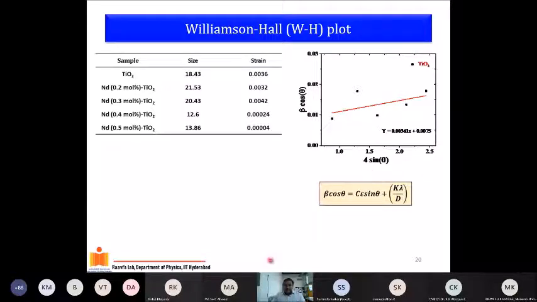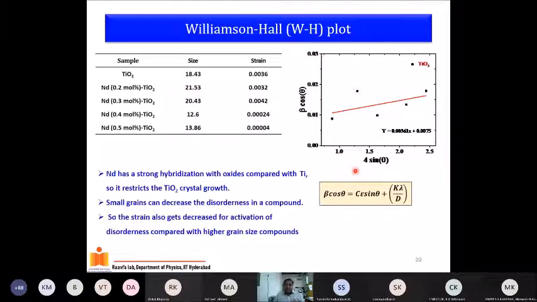So this is the equation which is used. You can convert this X-ray pattern into β cos θ versus 4 sin θ data. And what we observed from this analysis is that Nd has strong hybridization with oxides compared with titania, so it restricts the titania crystal growth. Small grains can decrease the disorderness in the compound, so the strain also gets decreased compared to higher grain size strains.